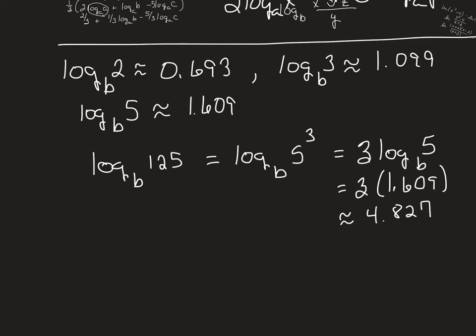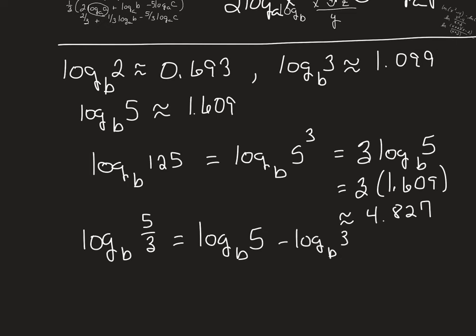If I wanted to find the value of the log base b of 5 over 3, well, I can rewrite that using my properties. Log base b of 5 minus the log base b of 3. And I was given values for that. So we have 1.609 minus the log base b of 3 is 1.099. And that is approximately 0.51. Just plug that straight into the calculator.